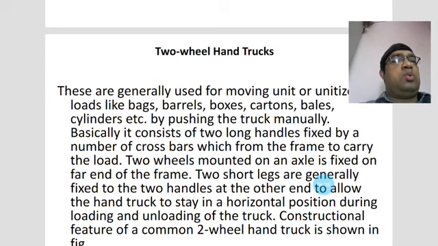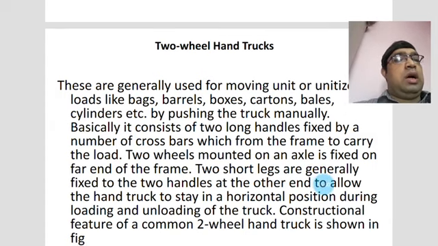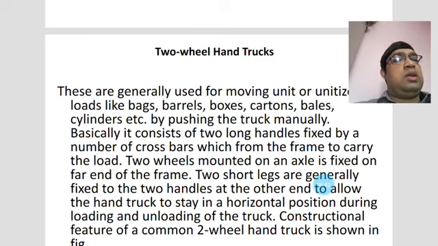Basically it consists of two long handles fixed by a number of crossbars, and this type of equipment is the least cost. Not much cost is required when you have to buy this type of equipment, and even one poor man with no skill can construct this equipment, then very easily transfer materials earning some rupees at different railway stations, as well as different unauthorized places.